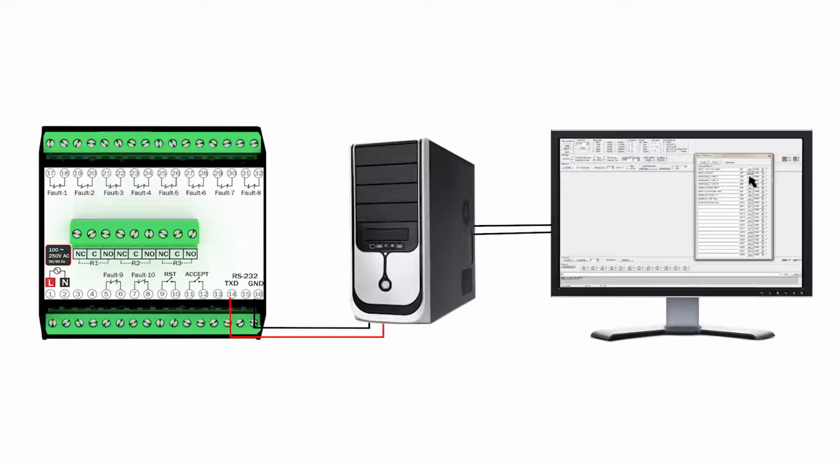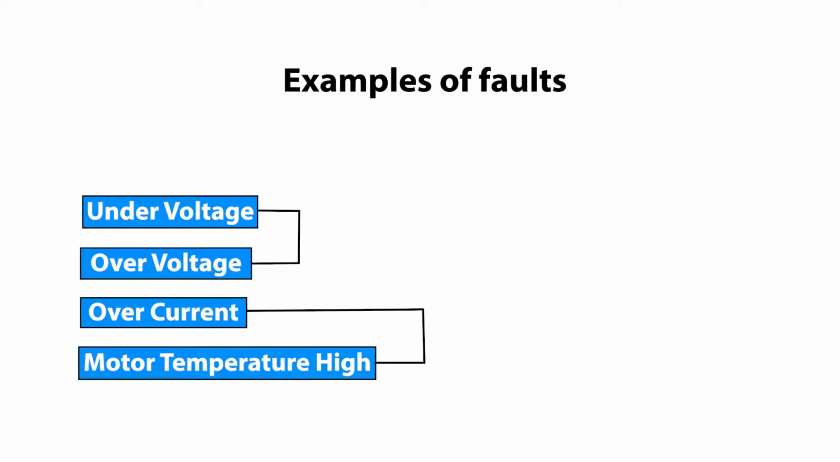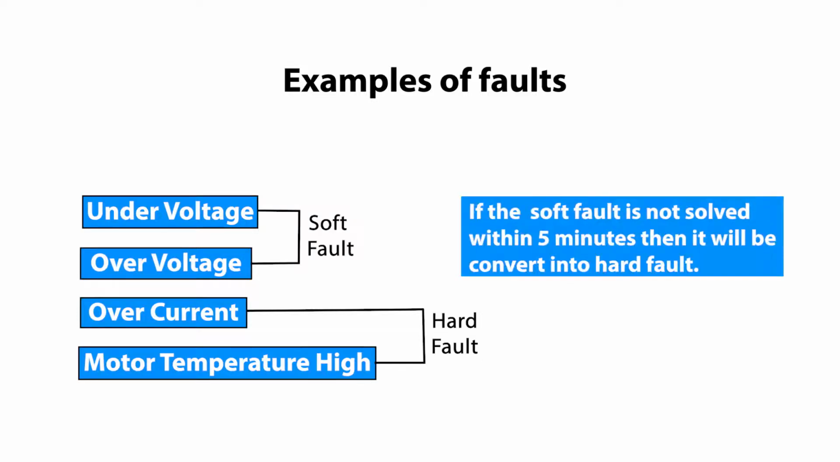Now let us understand the types of fault detected in FA11. Faults are of two types. Soft faults are under or over voltage errors, and hard faults are like overcurrent or temperature high in motor. When a fault occurs, it is a soft fault. It takes about 5 minutes to solve that fault, or else, if the fault is not solved within 5 minutes, the fault is converted into a hard fault.